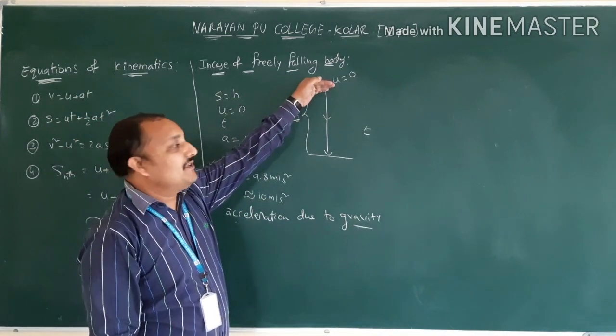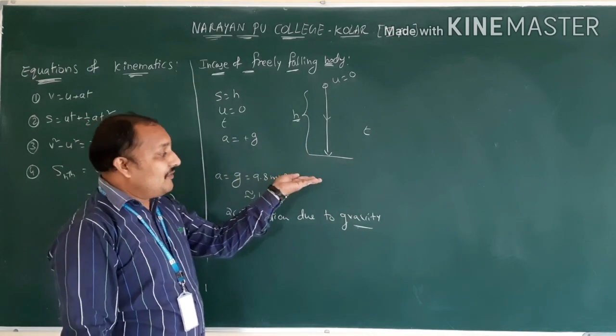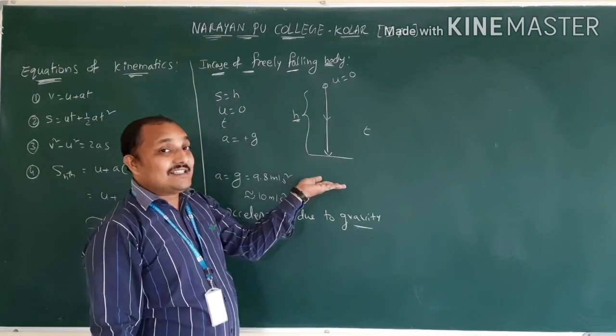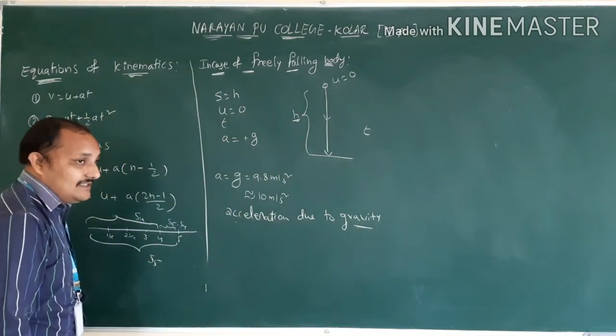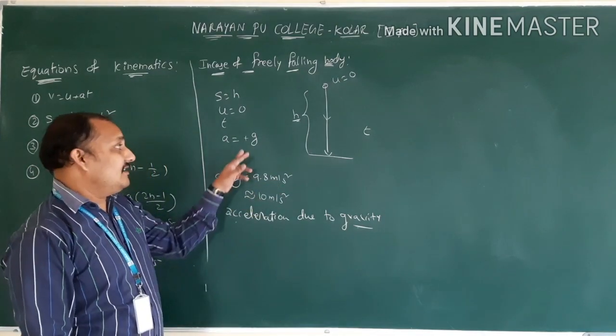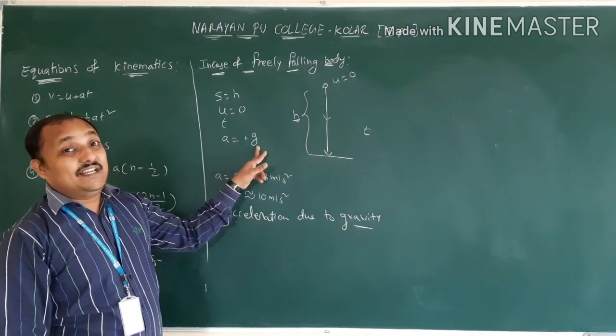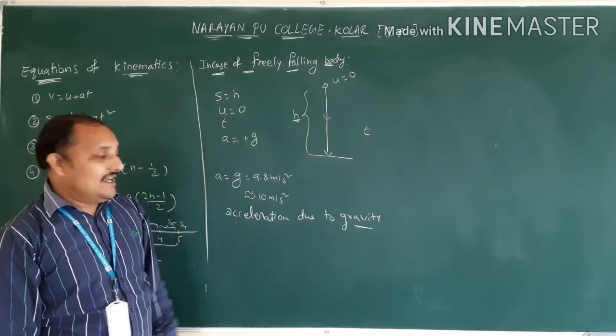Whenever the object is moving downwards, velocity increases. Therefore we will write plus g. If you have thrown this object upwards, velocity is decreasing. Velocity is decreasing means, as we already discussed in previous classes, we will say retardation or deceleration. Therefore we will take minus g at that time. Already you came to know this about plus g and minus g in your ninth class.